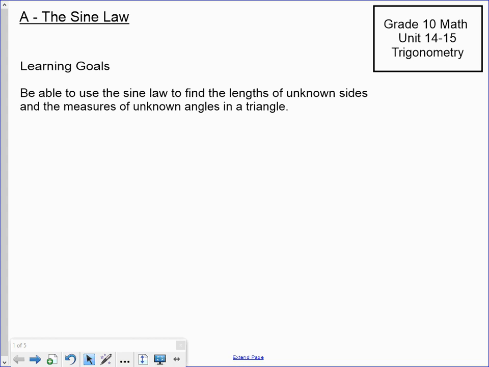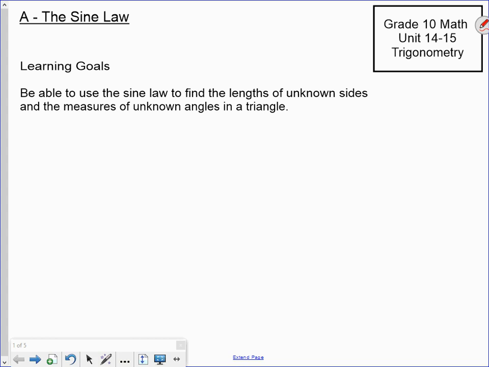All right, this lesson we'll be talking about the sine law, and by the end of this lesson we should be able to use the sine law to find the lengths of unknown sides and the measures of unknown angles in a triangle. This is kind of like what we were doing in the last unit with sine, cos, and tan. We had a triangle, and we were using sine, cos, or tan to solve for either the length of an unknown side or the measure of an unknown angle.